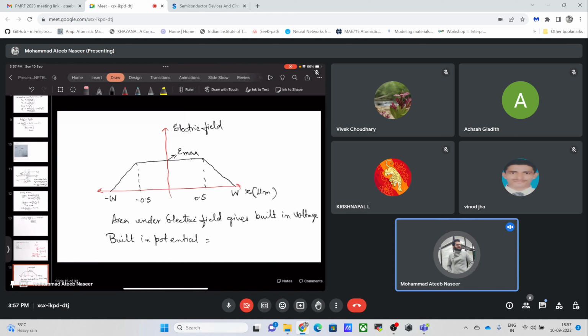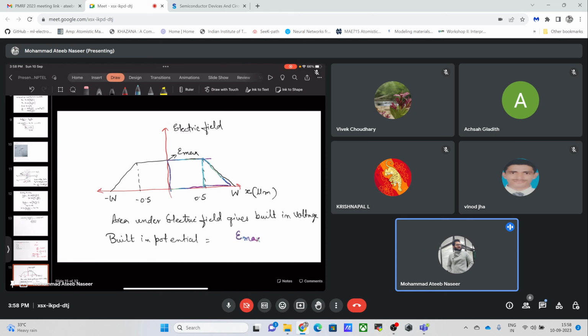Simply it would be the area of this area. Let us consider this half first. Okay, and then let us consider this half, this triangle. So this area on this left hand side would simply be equal to E max.